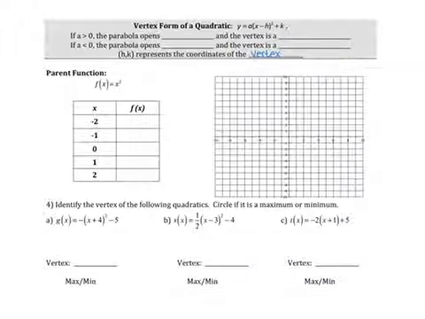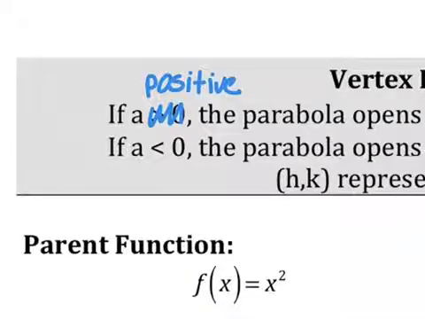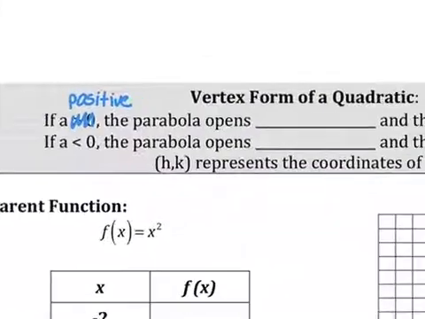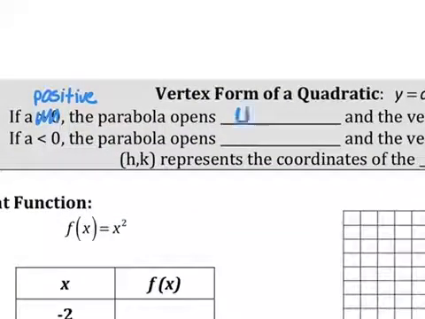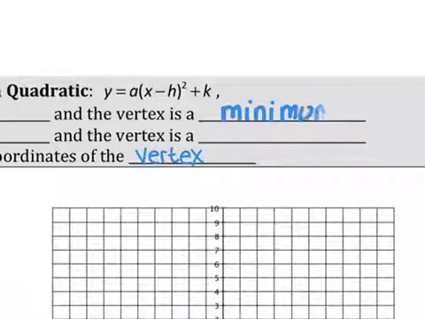So it says if a is greater than 0, parabola opens, and they're looking for up or down. So if a is greater than 0, that's just another way of saying if a is positive. So if your a value is positive, we know that our parabola is going to open up. And that would make, as I explained on the previous page, our vertex a minimum. Because again, our parabola looks something like this. So that lowest point would be a min.